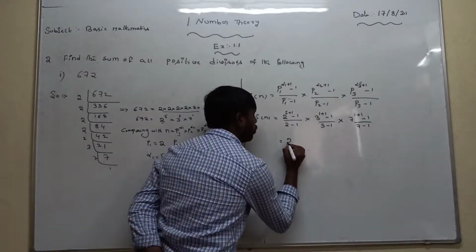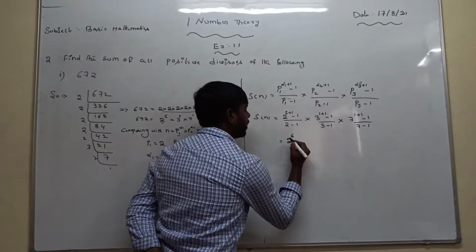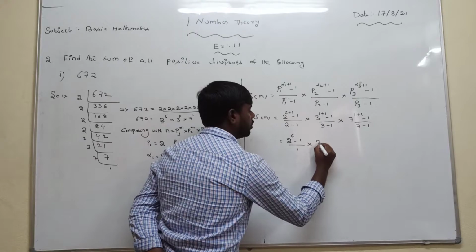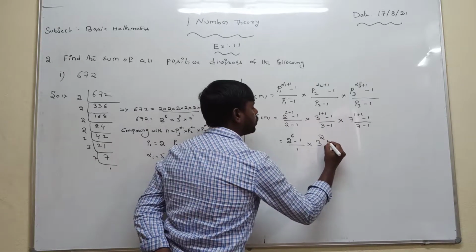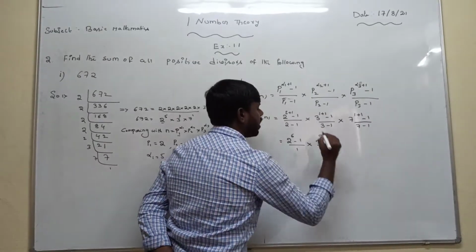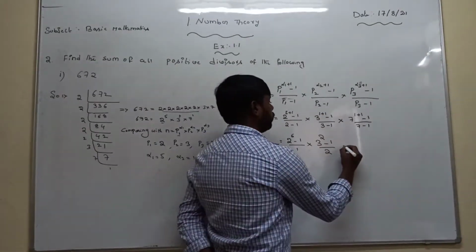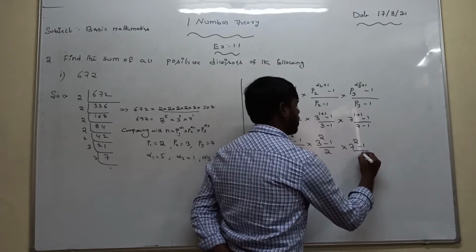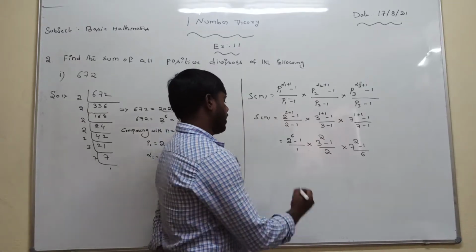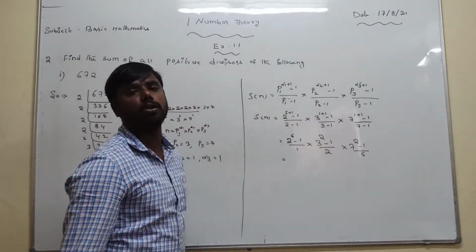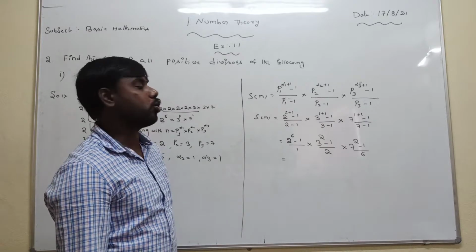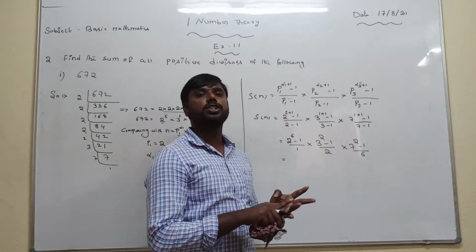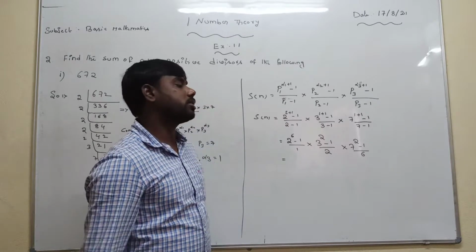So now 2 power 5 plus 1, that value is 6, minus 1, by 2 minus 1, that value is 1, into 3 power 1 plus 1, that value is 2, minus 1, divided by 3 minus 1, value is 2, into 7 power of 1 plus 1, that value is 2, minus 1, divided by 7 minus 1, that value is 6. Next, 2 power of 6, what is the value? 2 twos are 4, 4 twos are 8, 8 twos are 16, 16 twos are 32, 32 twos are 64.